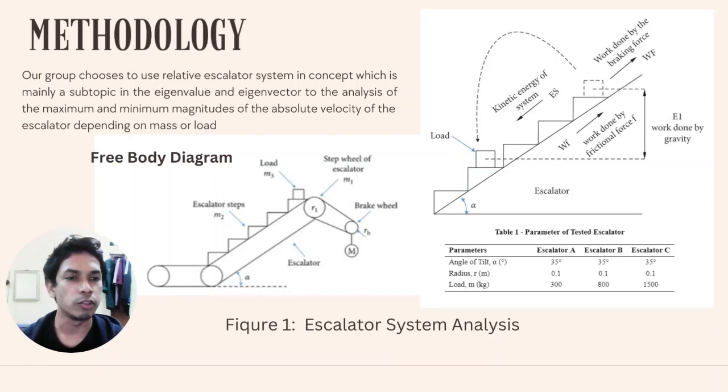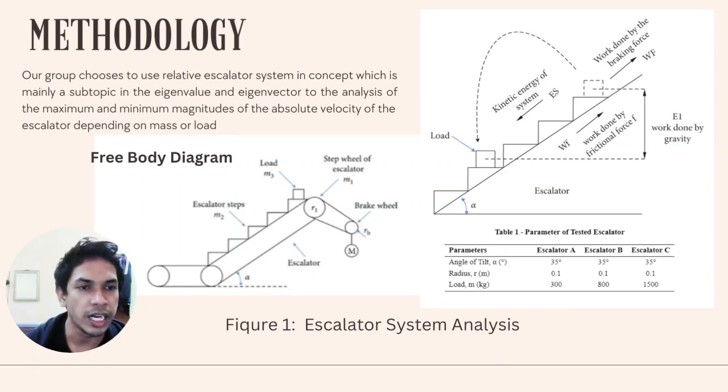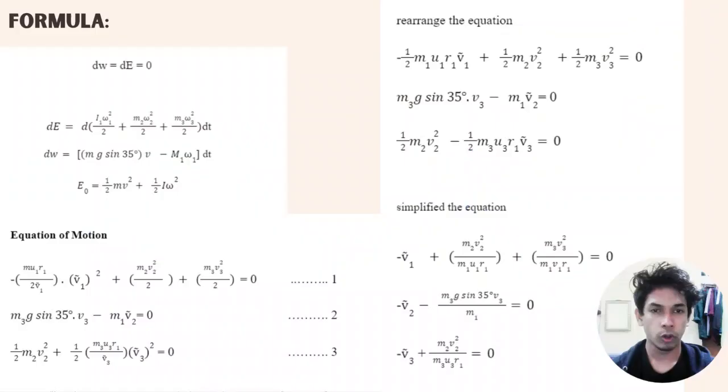The free body diagram shows the accelerator step, load, and step well of accelerator, the angle of tilt, the kinetic energy of system, and work done by the braking force, work done by frictional force, and last but not least, work done by gravity. The parameter shows the test accelerator, which is accelerator A, accelerator B, accelerator C with the different load. Alright, we move to the formula in accelerator system analysis.